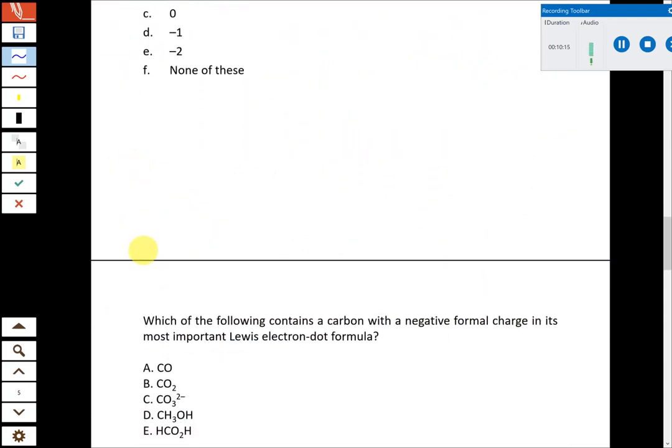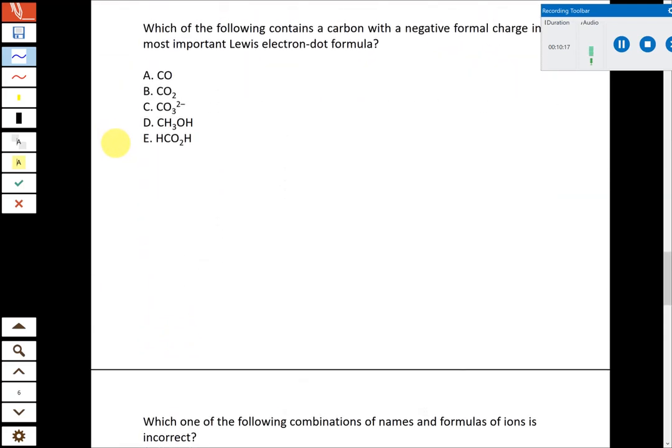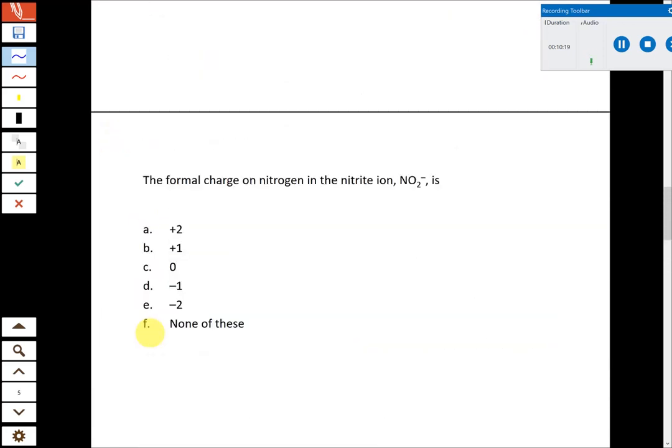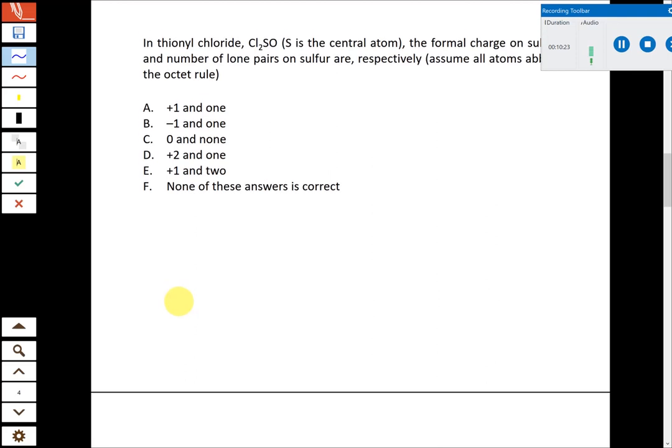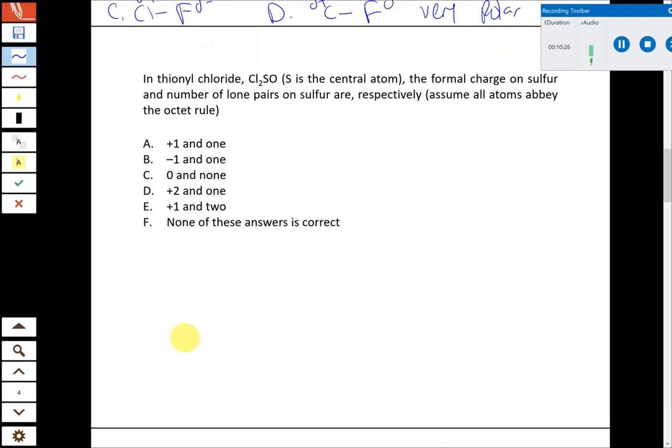All right, the next three questions deal with Lewis structures, or Lewis dot structures as they're sometimes called. And they're asking us different questions about formal charge and things of that sort. So this first one deals with the compound thionyl chloride, Cl2SO. We're telling you here that S is the central atom in case that wasn't obvious. And we want to know the formal charge and number of lone pairs on sulfur.